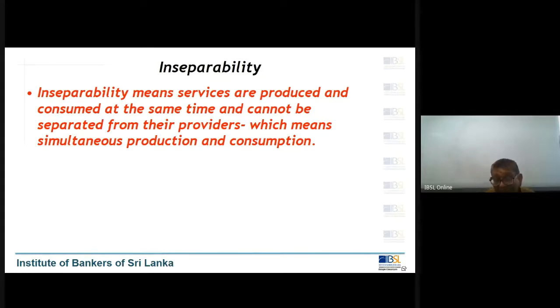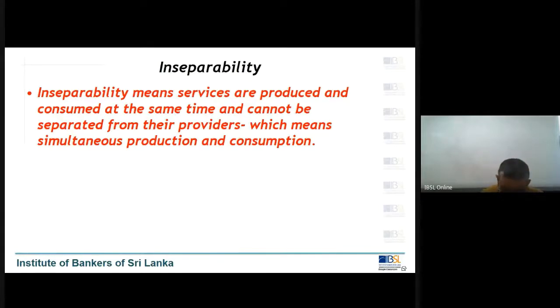But banks are addressing these issues now. If a service employee provides the service, then the employee becomes part of the service. You become part of the service. You can contrast this with a physical good, which is produced, stored, and distributed for future consumption, whereas a service cannot be kept.